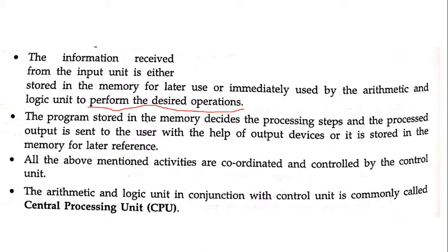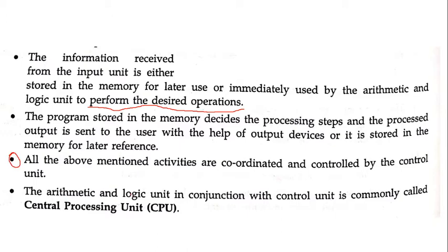Next, the program stored in the memory decides the processing steps, and the processed output is sent to the user with the help of an output device, or it is stored in the memory for later reference. So memory is directly linked with the control unit. All the above mentioned activities are coordinated and controlled by the control unit.